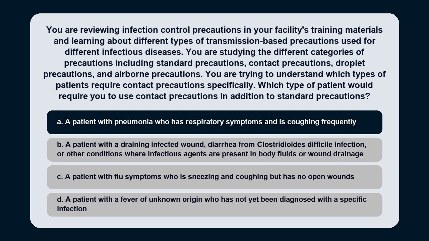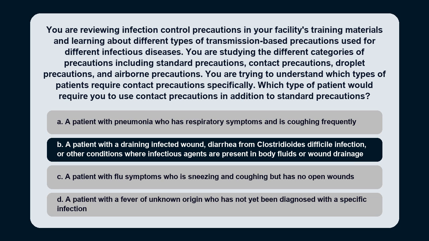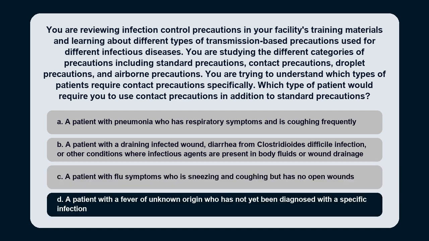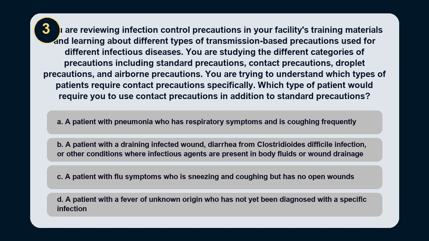Option A. A patient with pneumonia who has respiratory symptoms and is coughing frequently. Option B. A patient with a draining infected wound, diarrhea from Clostridioides difficile infection, or other conditions where infectious agents are present in body fluids or wound drainage. Option C. A patient with flu symptoms who is sneezing and coughing but has no open wounds. Option D. A patient with a fever of unknown origin who has not yet been diagnosed with a specific infection.